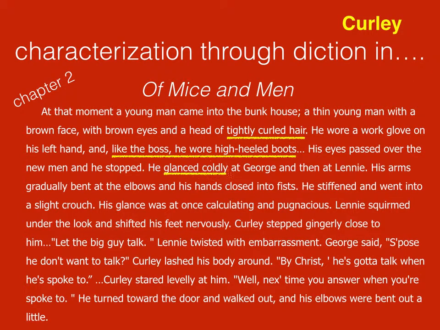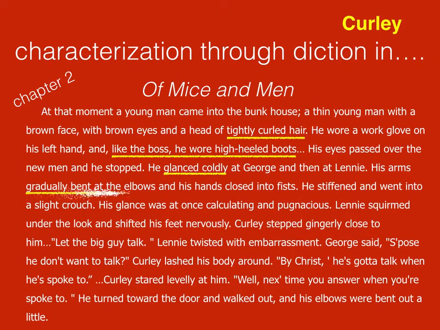Now, his glance. You may have noticed that Steinbeck mentions his glance several times throughout this small passage. He glances coldly at George and then at Lenny. He's never seen these guys before. This is the first time that he's laying eyes on them, and he's looking at them in a way that shows they're not welcome. He wants them to know, I don't want you here. So he looks at them in a very cold manner.